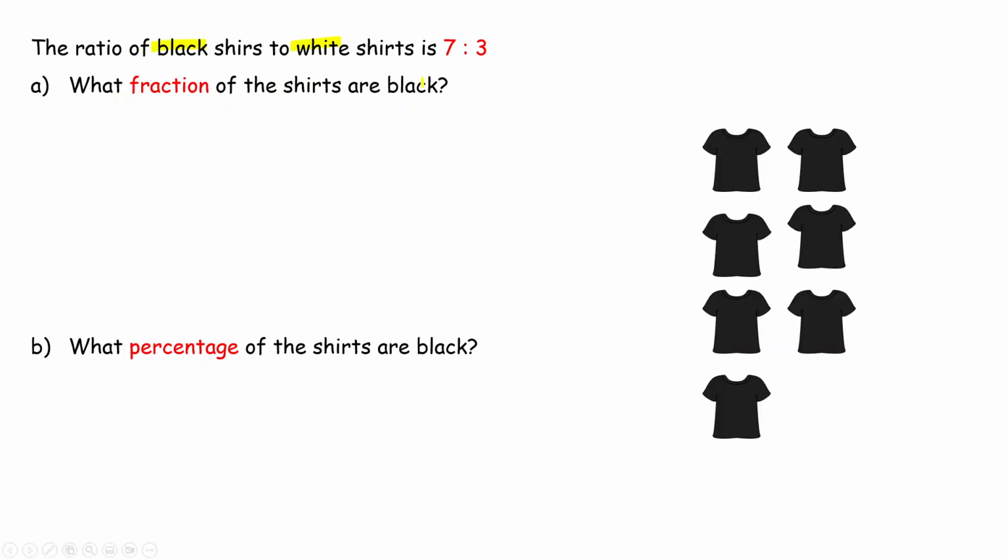Now let's visualize this to see what's going on a bit more clearly. So you've got black to white. Black shirts is 7, so you've got 1, 2, 3, 4, 5, 6, 7 black shirts. White shirts, you've got 3. So 3 white shirts there. And it's saying what fraction of the shirts are black.